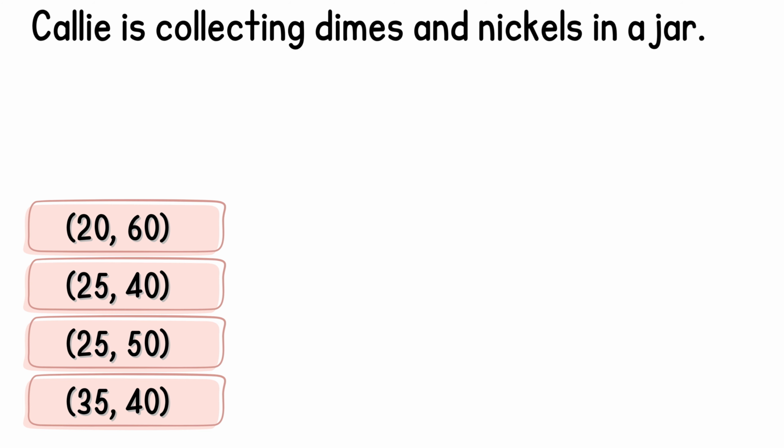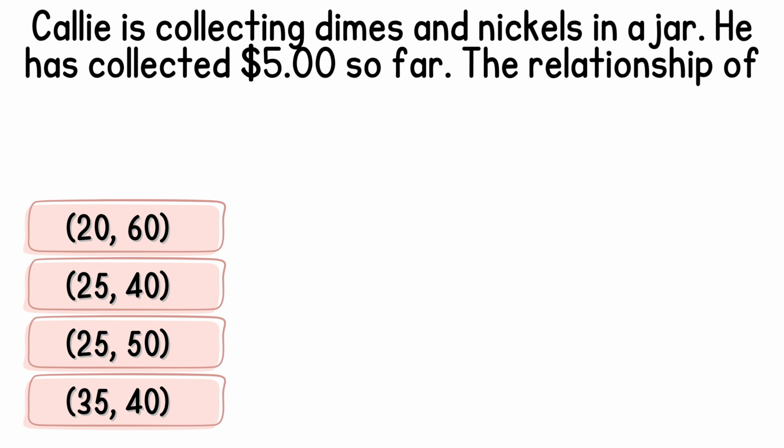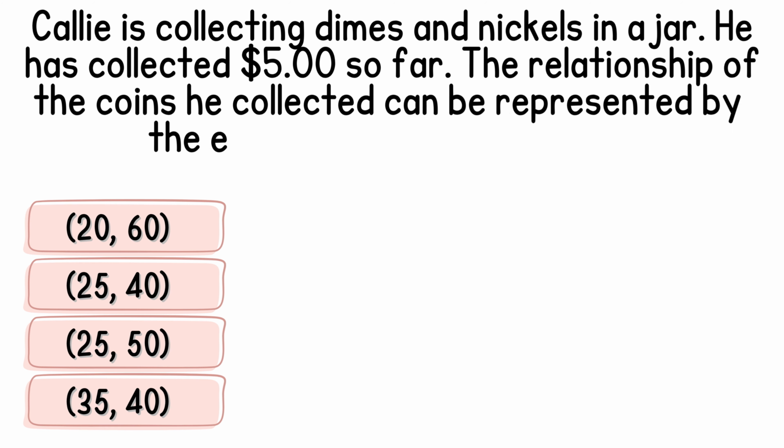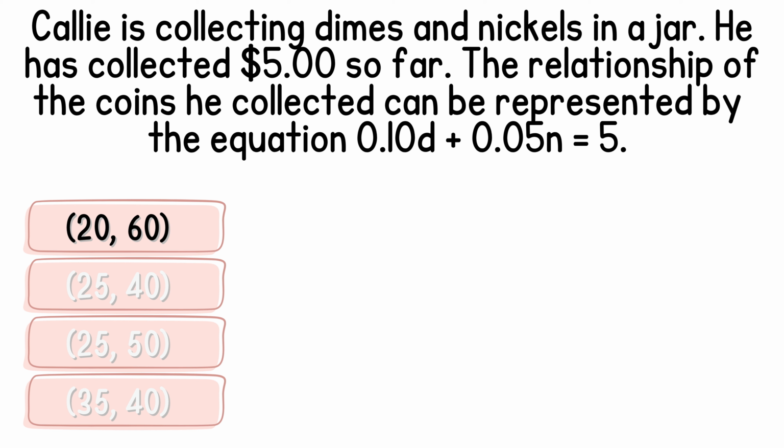Here's another one. Callie is collecting dimes and nickels in a jar. He has collected $5 so far. The relationship of the coins he collected can be represented by the equation 0.10d plus 0.05n equals 5. We'll go through all of our options to see if there are solutions to Callie's equation, to see if they'll give us exactly $5. Let's start by bringing down the equation they gave us.